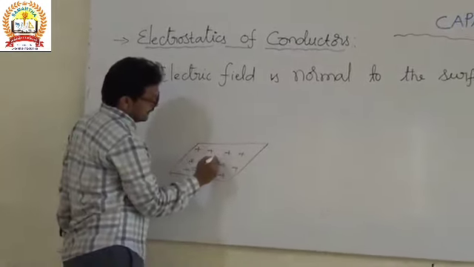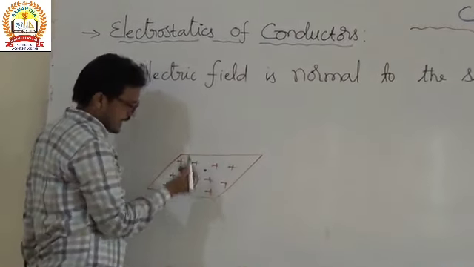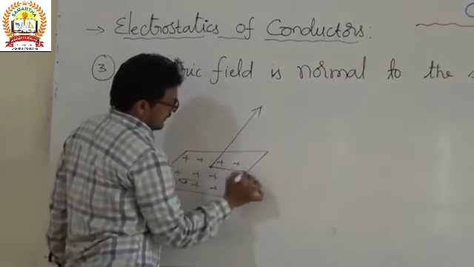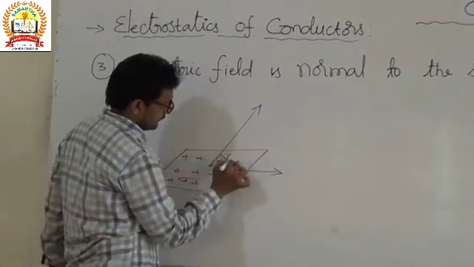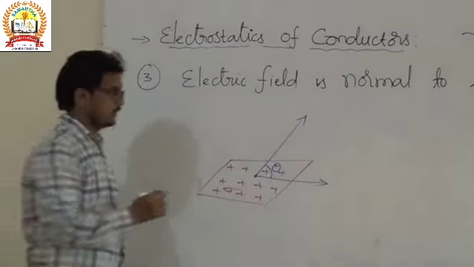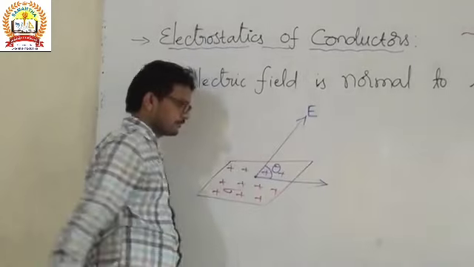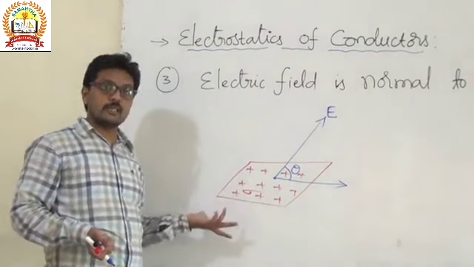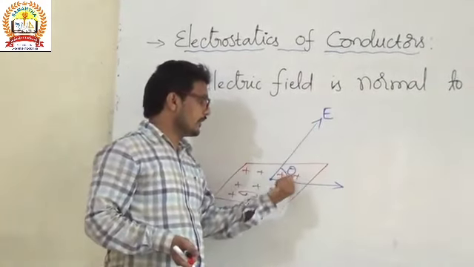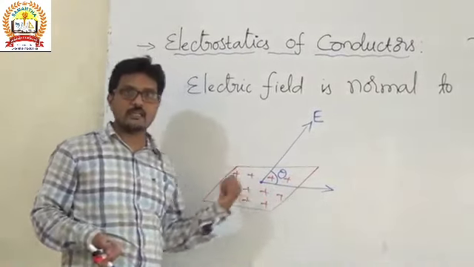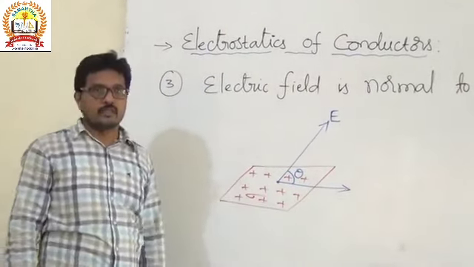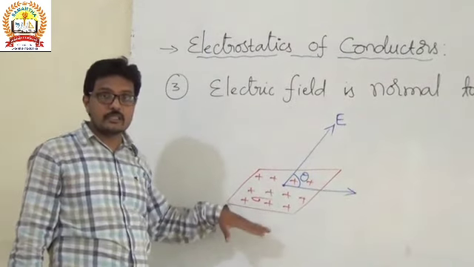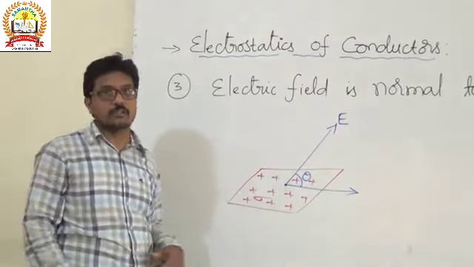Now I consider that the electric field is not exactly normal to the surface of the conductor. It means it makes some angle theta in this direction, so this will be the electric field E. And the condition here is the electrostatic condition. When the electric field makes some angle theta to the surface, the charges have to move along this direction. But the condition is electrostatic, which means the charges are at rest, they are not moving.